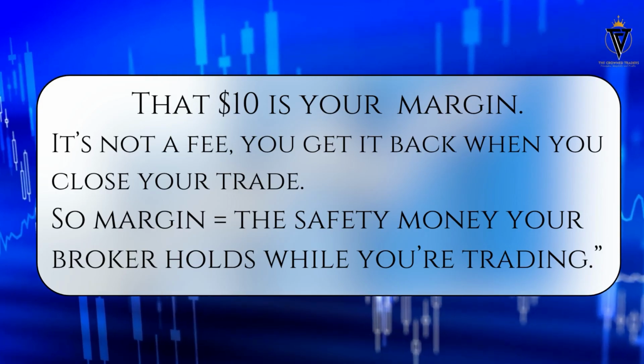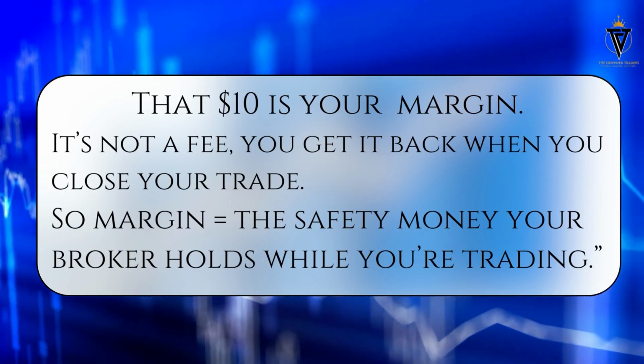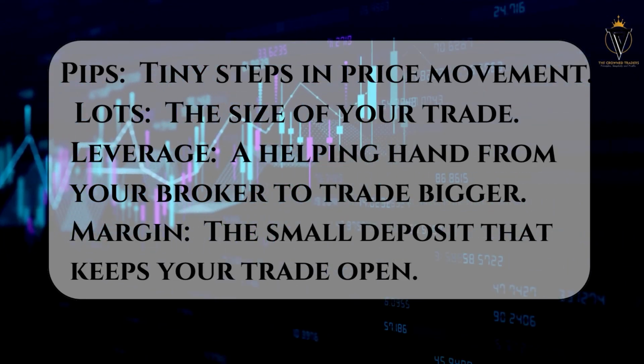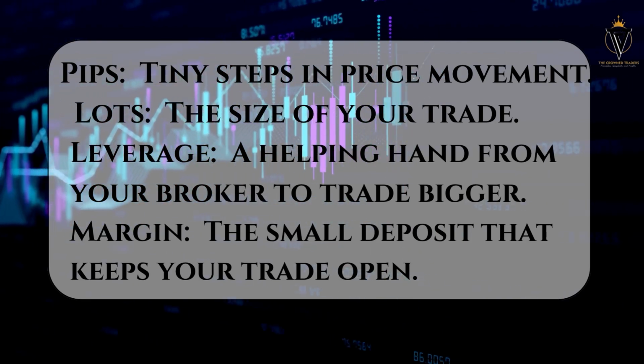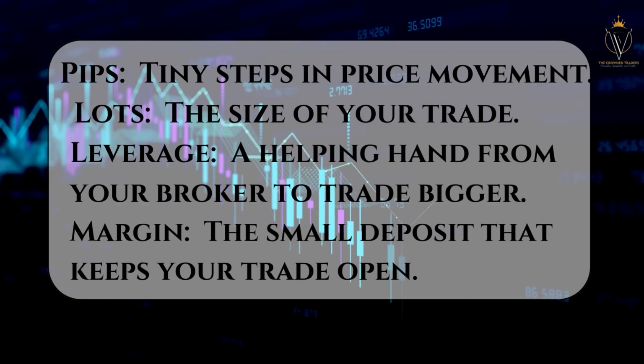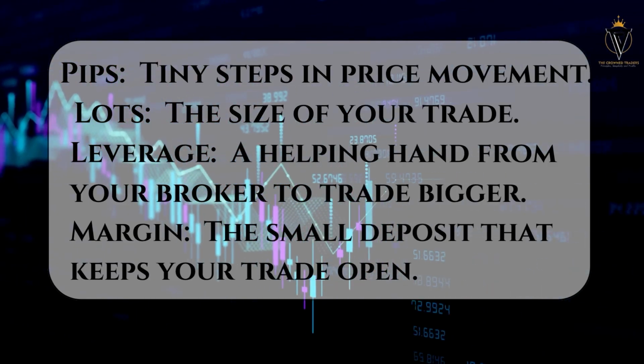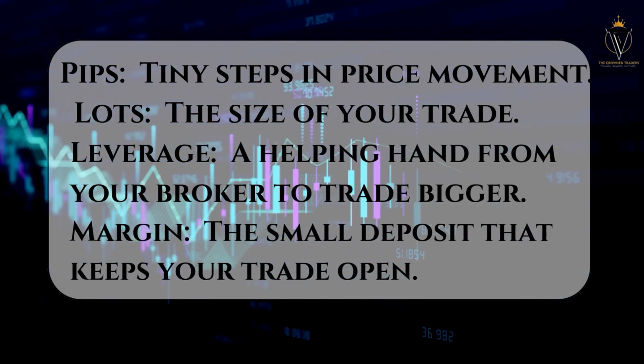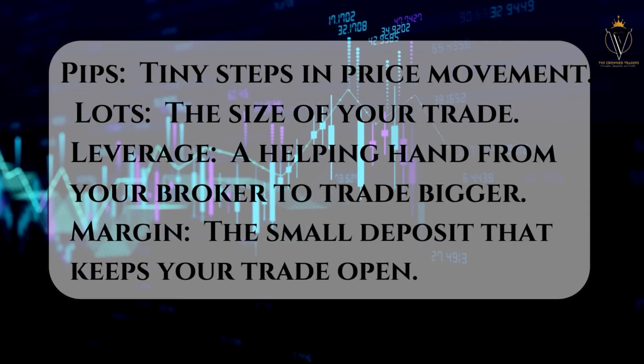Let's recap this very quickly. Pips are the tiny steps in price movement. Lots are the size of your trade. Leverage is the helping hand from your broker to trade bigger. All right? And then margin is a small deposit that keeps your trades open.